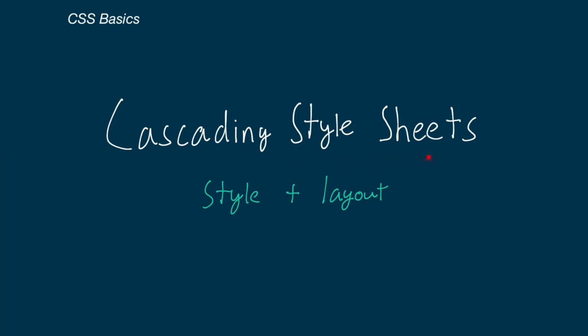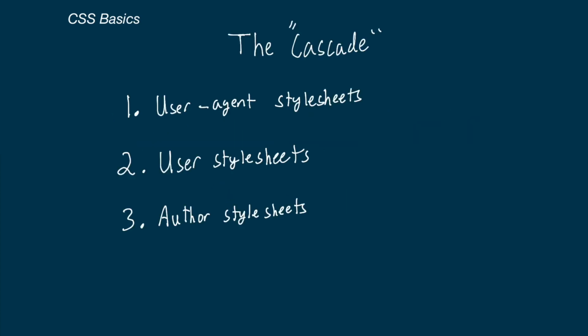A style sheet is simply a document that does just that. It allows us to describe the style and layout of a website. And the cascading portion of the name refers to the order of which the browser decides between various style sheets. Specifically, there are three main types of style sheets. First, the user agent style sheet defines the browser defaults. For example, this contains the default font sizes for the different heading levels.